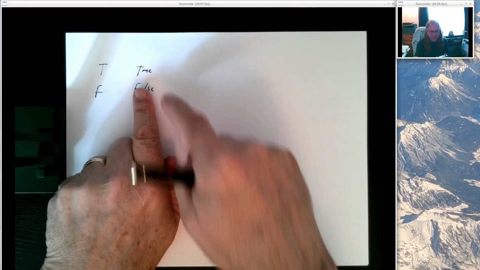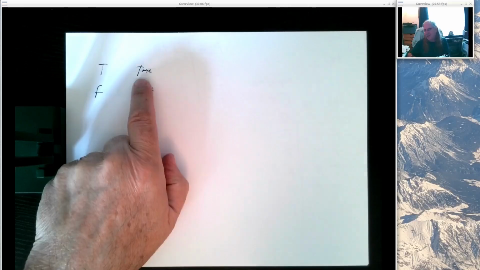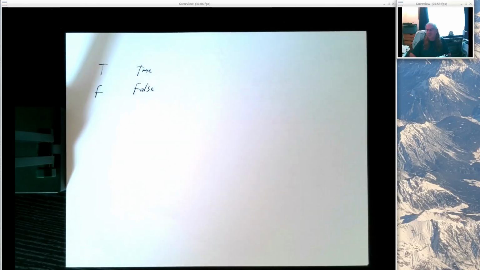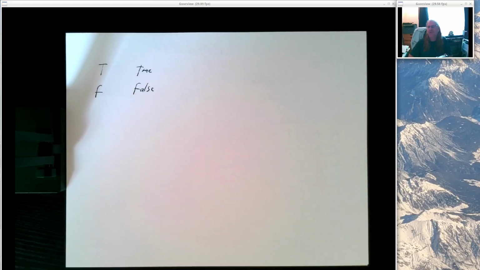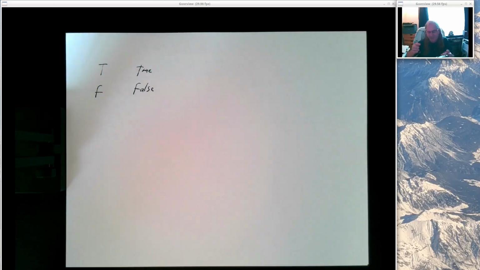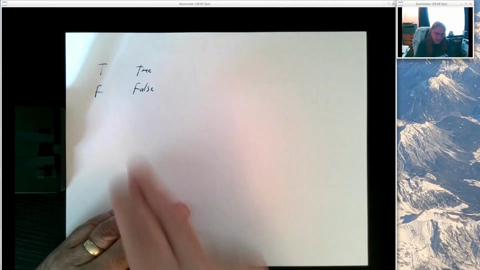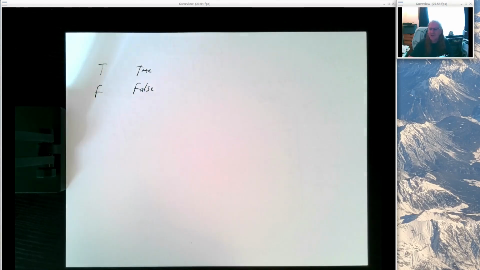So is this a declarative statement? Again, English is imprecise, but I can say, you know, true, and that's a declaration, right? That something is true. So T means true, F means false.